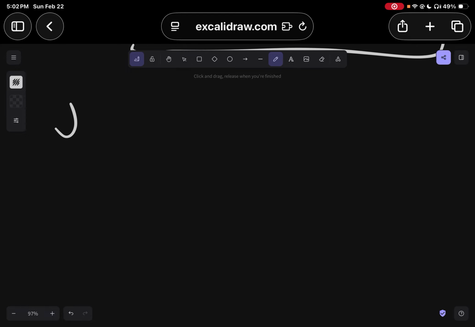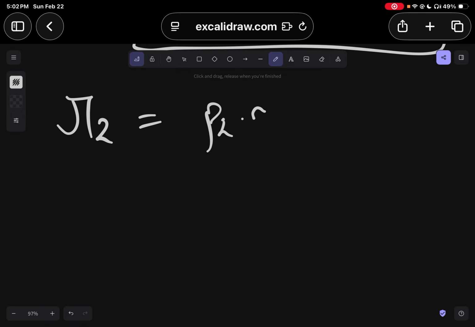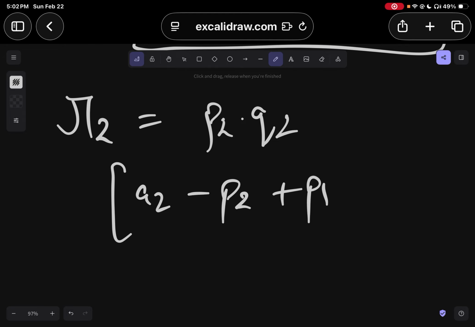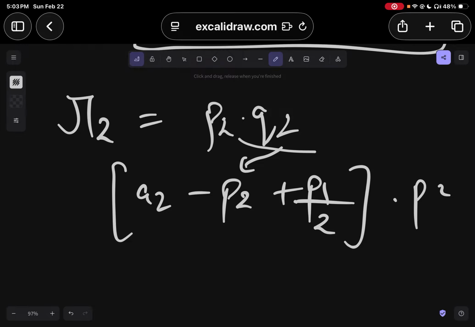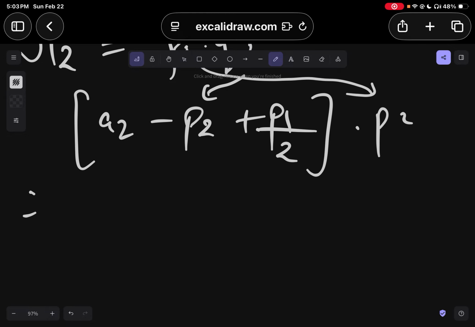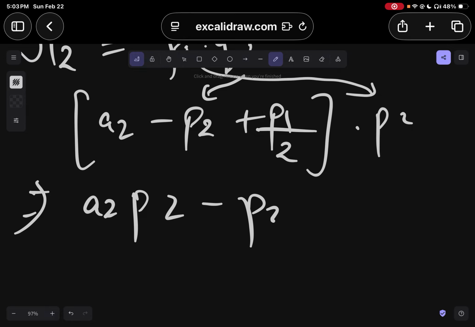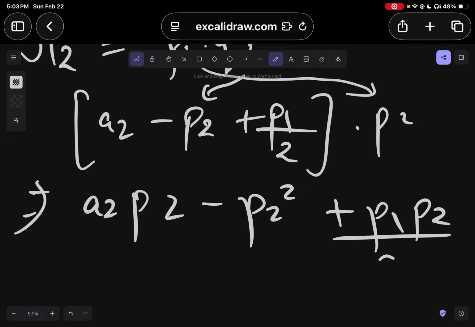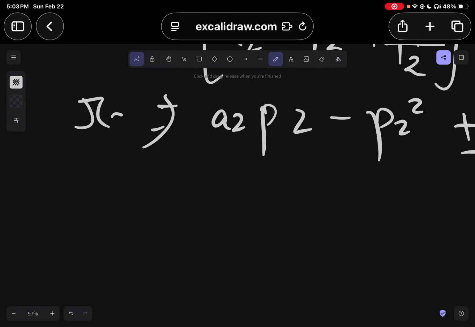Now we move on to firm 2, which is similarly P2 into Q2, which is total revenue, which is total profit. Q2 is A2 minus P2 plus P1 upon 2, multiplied by P2. Just so that everyone is on the same page, this is Q2, this is P2. It will be simply the same thing: A2 P2 minus P2 square plus P1 P2 upon 2. This is the profit of firm 2.